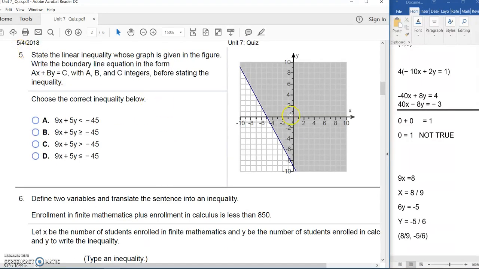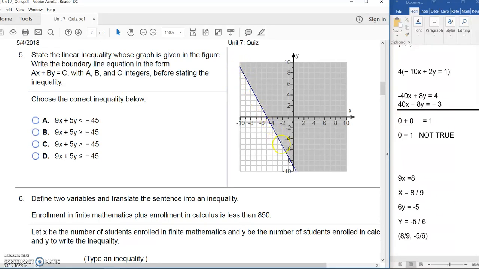Question number 5, we're given this graph of an inequality. So which one of these is the correct inequality for this graph? If you notice, all of these inequalities are exactly the same. They all have 9x plus 5y on this side and then negative 45 on the other. The only difference is the inequality sign. Is it going to be less than, greater than, equal to, or not? So we can easily identify this sign by just looking at the graph.